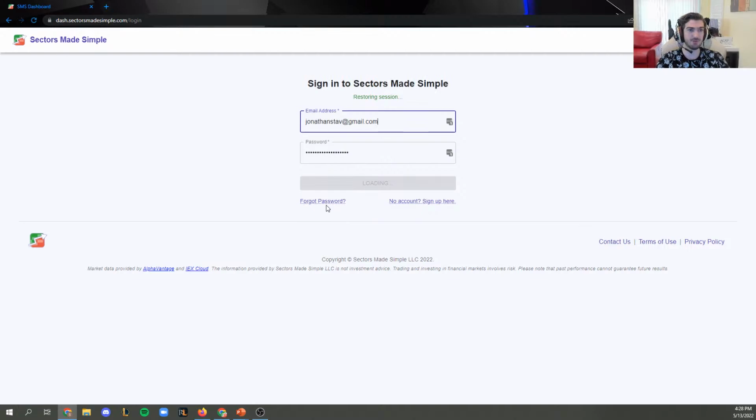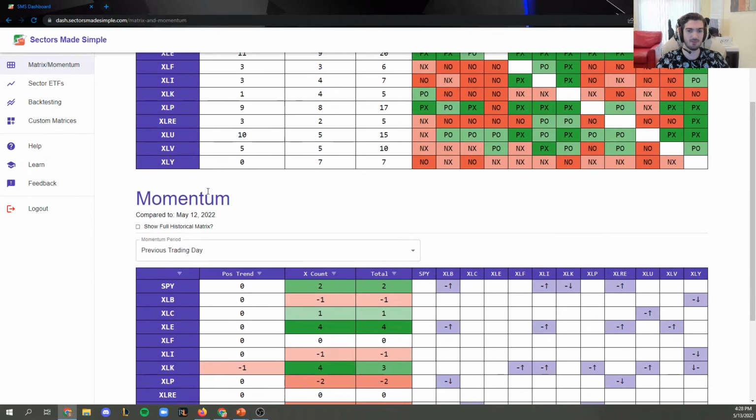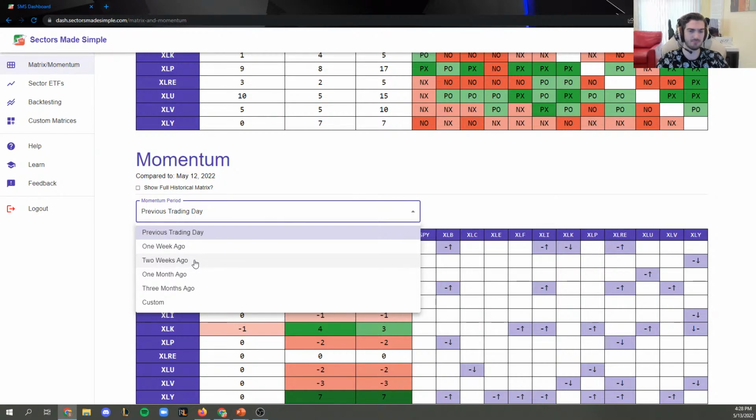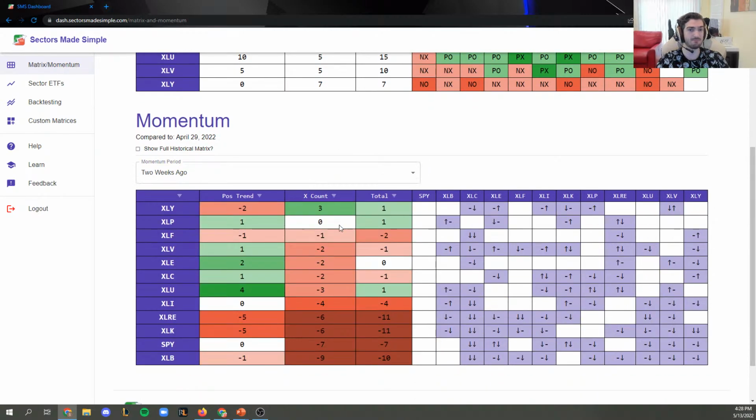All right, you come to the matrix. The matrix loads. Momentum, 2 weeks ago. Sort by X count. You'd buy discretionary. Alrighty, see you next Friday. That's all there is. That's the entire strategy.